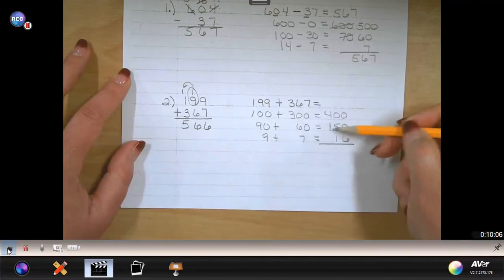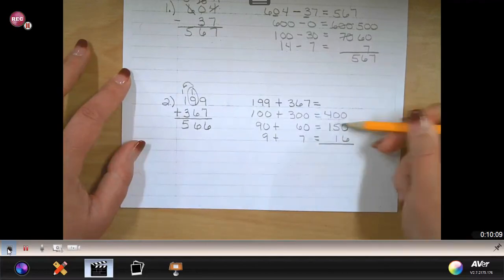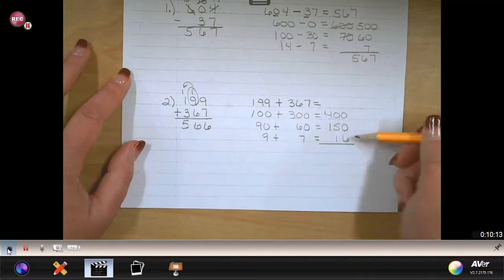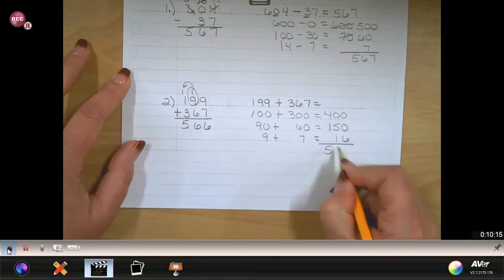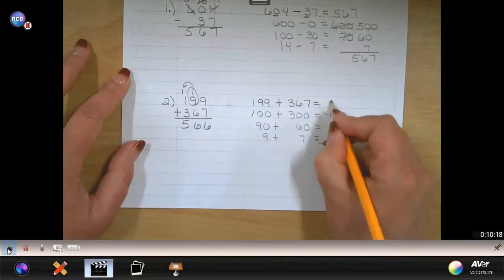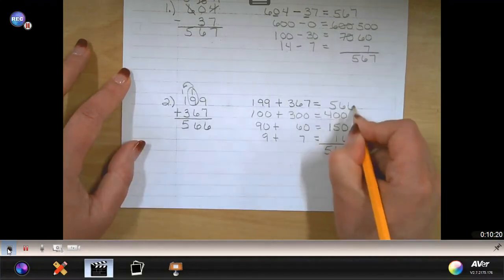Add the 400 with the 100, which is 500. With the 50 is 550. With the 10 is 560. With the 6 is 566.